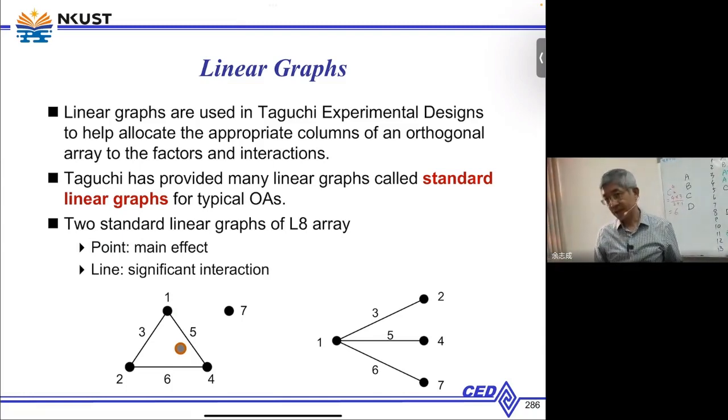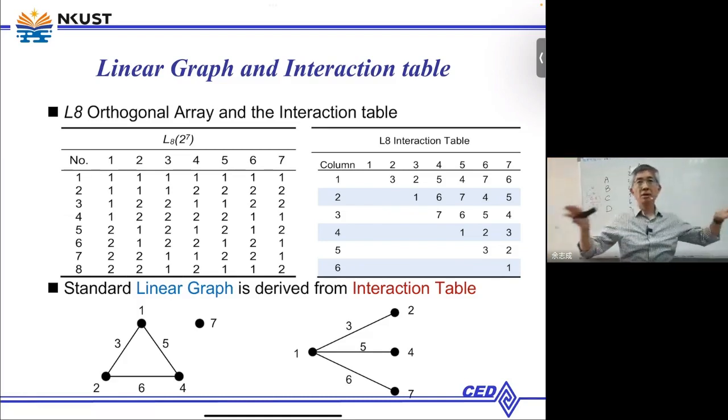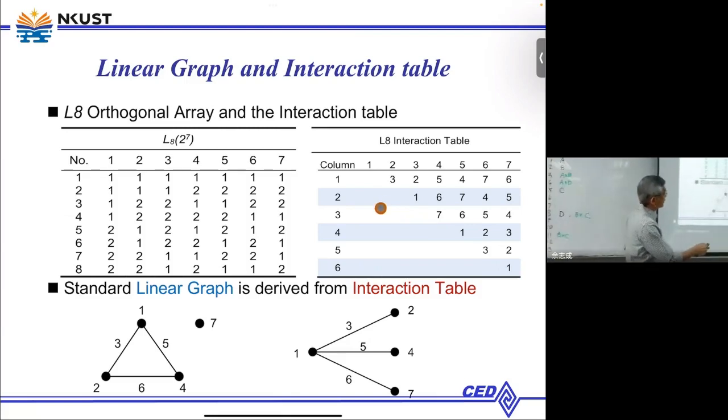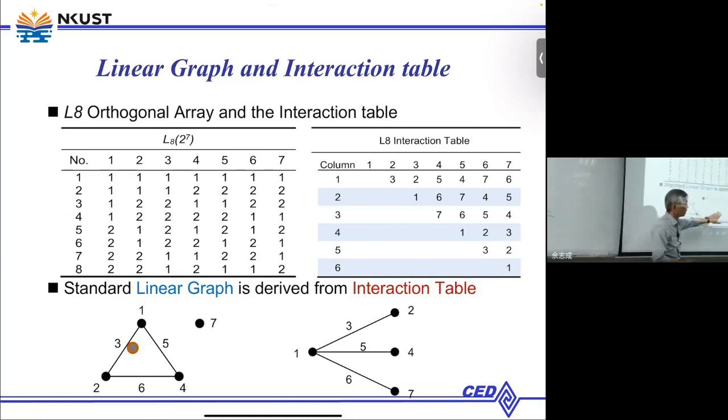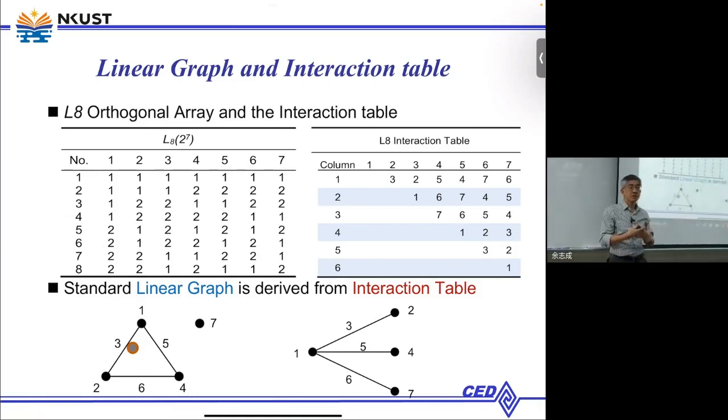These are 2 examples for L8. They are a little bit different. And the linear graph actually is consistent with the interaction table. We use this interaction table to find out the confounding structures. And Taguchi used this interaction table to come up with some standard linear graph for you. And these 2 are consistent with each other.